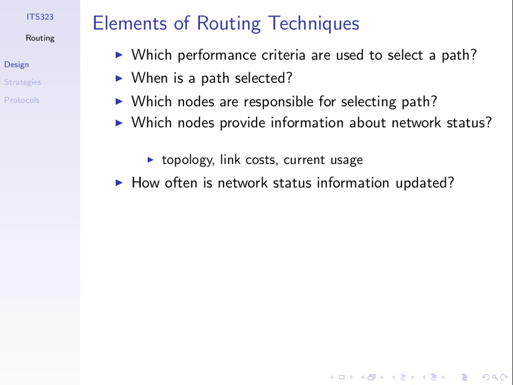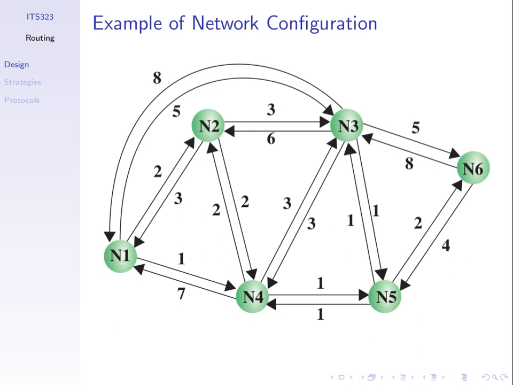Which nodes provide information about the network status? So if these costs, these numbers here, are to do with the current delay across a link or a portion of the network, they may change over time. Okay? The delay may vary over time. It may depend upon the delay at nodes even. Okay? So the delay of a link, we may count processing, transmission, propagation, and even queuing delay.